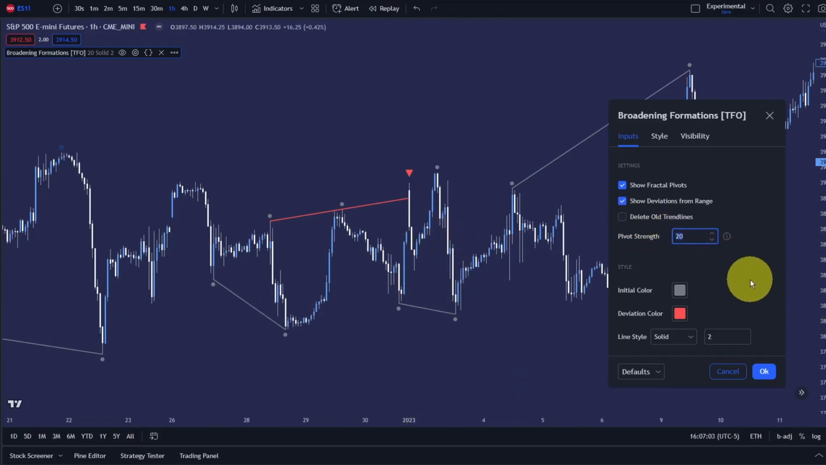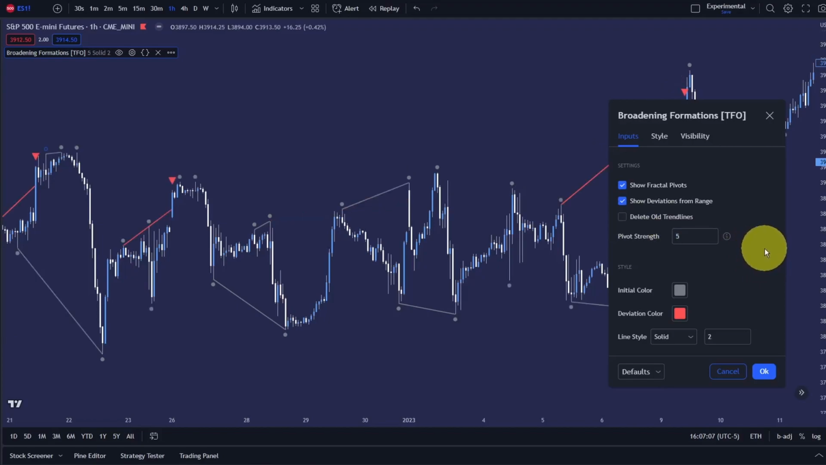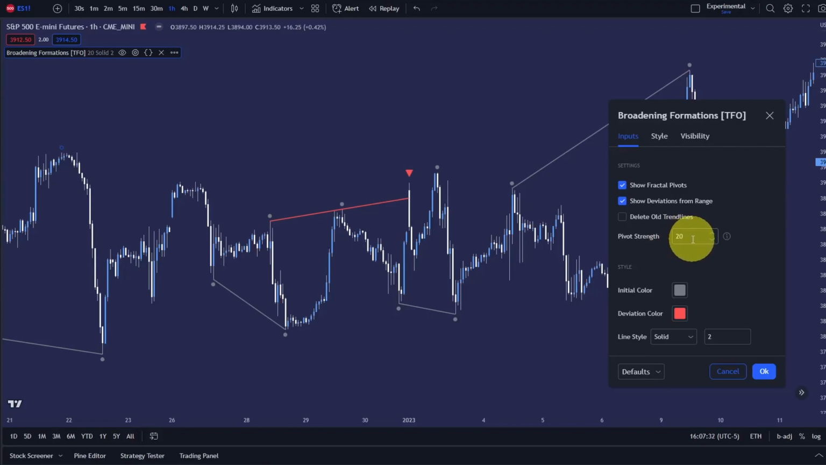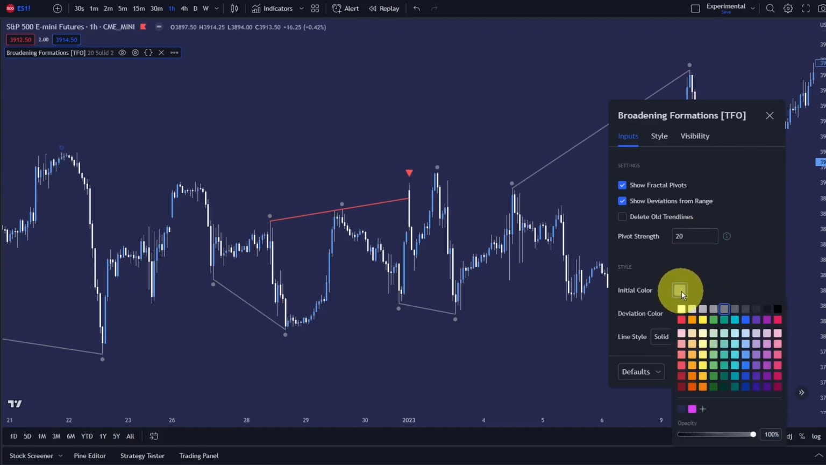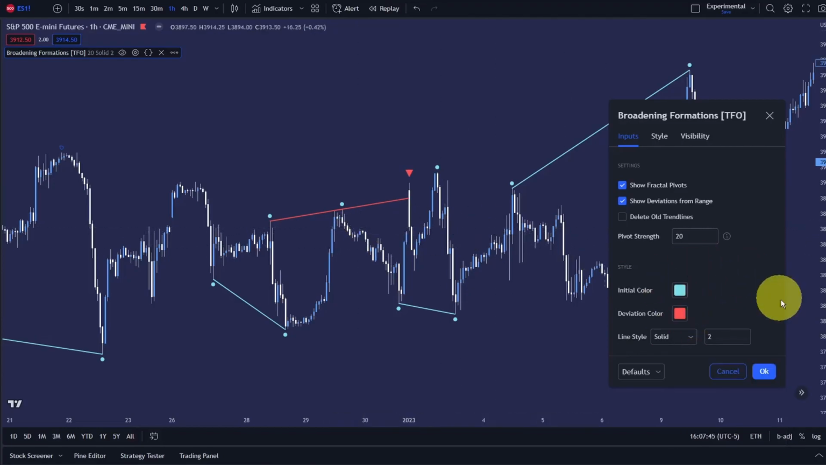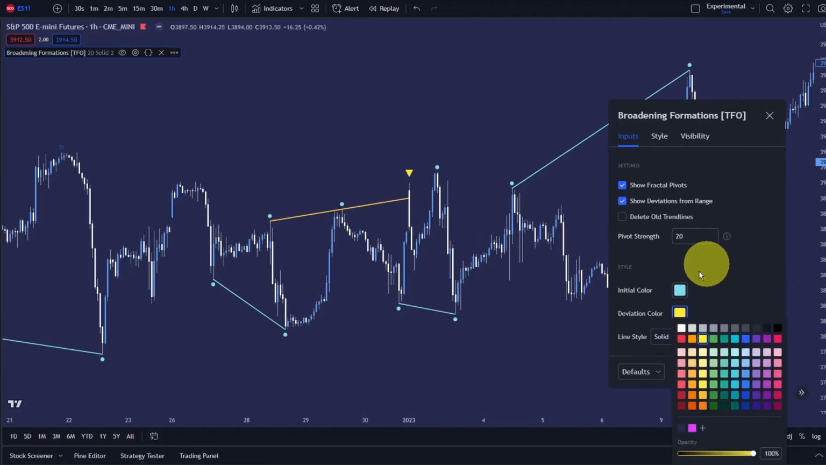So if you turn this down to something like 5, it would be a little more sensitive to some relatively minor highs and lows. But basically that's how you try to filter out some undesirable price action. You pretty much just keep this to a higher value and it'll only look for the more significant highs and lows. And obviously this initial color for when the trend line is first drawn, you could change that to something else. And then the color when it deviates from the range, change that to yellow or something like that.